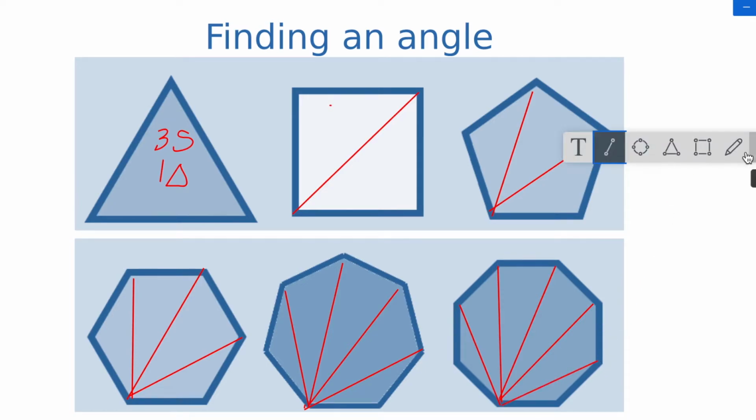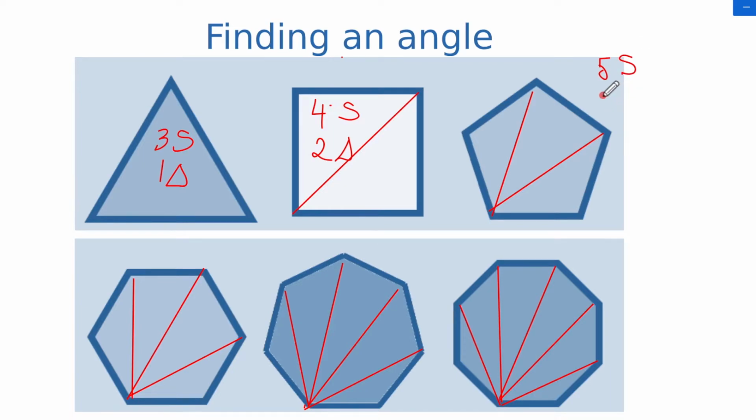There we go. So this shape has 4 sides. Where should we write? 4 sides and 2 triangles. This shape has 5 sides and 3 triangles. This shape has 4 sides.